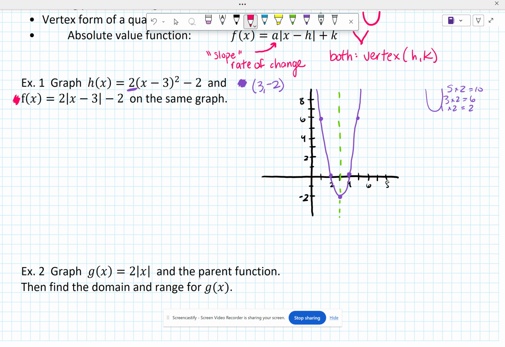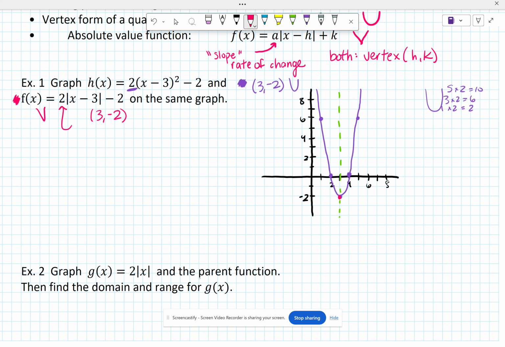The major way that this is going to differ than the absolute value is the shape of the graph. My parabola is a U. My absolute value is a V. The same location, they have the same vertex.